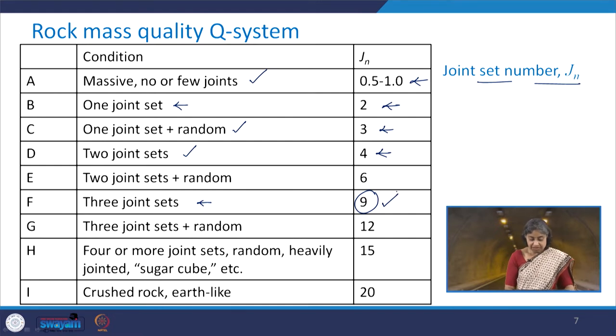Okay. So, in case you have 4 or more joint sets, random or maybe heavily jointed, for example, sugar cube, there you have approximately 4 squared, which is 16, but the rating is given as 15. So, more or less, the rating for Jn is going to be the square of the number of joint sets that are there in the rock mass.